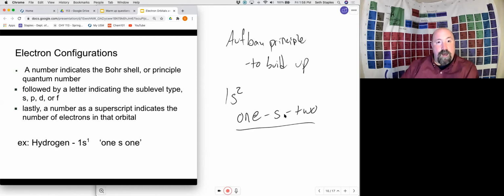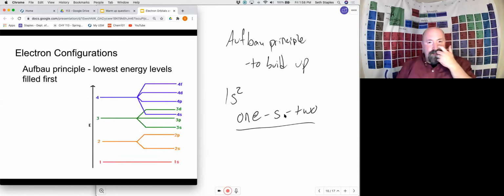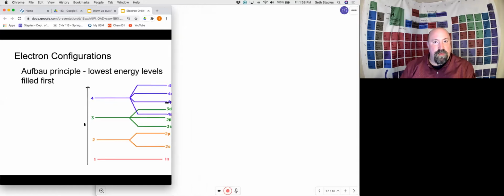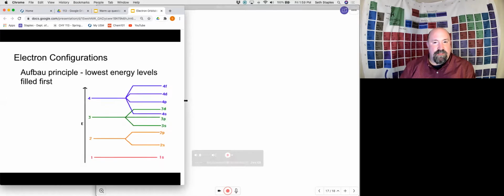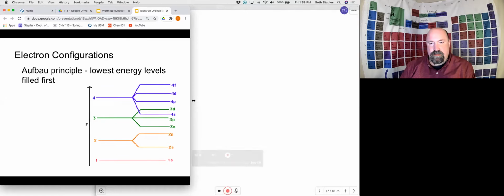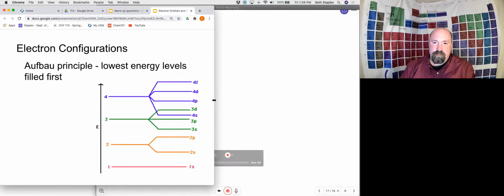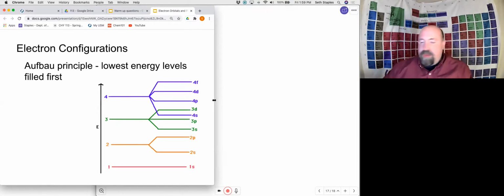And when we start getting more complicated than helium, we just start moving up from there. And so we use something like this as sort of our roadmap for the Aufbau principle, that our lowest energy levels get filled first, and then we move on from there. So let me leave this as big as I can. Okay, that'll work. And so we already looked at hydrogen and helium. Let's look at lithium.